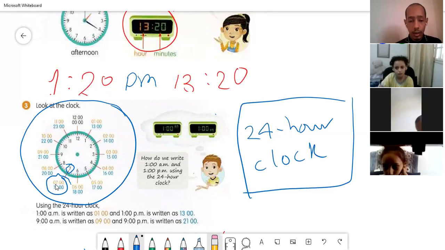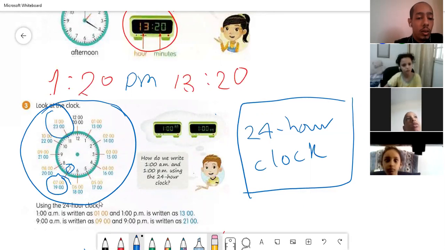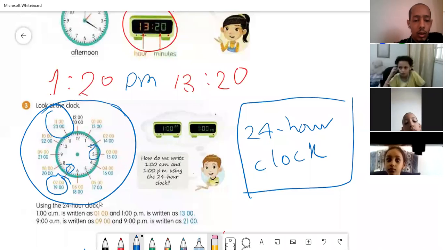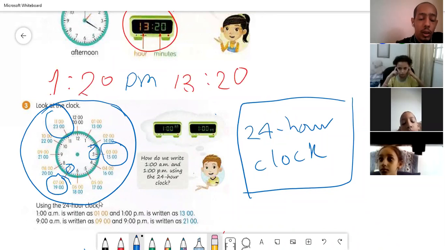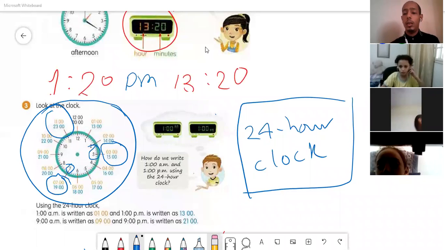Okay, that's why we are using the 24-hour clock with this clock. That's why they give you these two times. For example, 3. In the 24-hour clock, we can say it is 3 or 15, according to the time we are telling exactly. Yes, yes, Hanin.